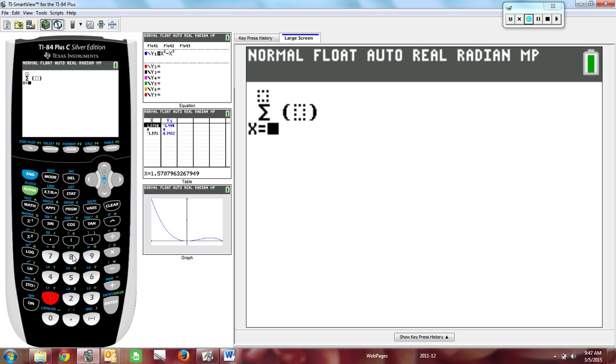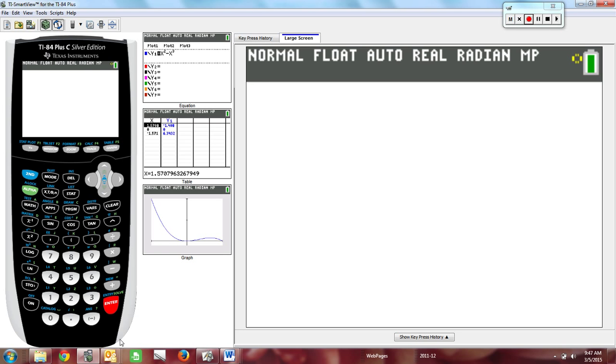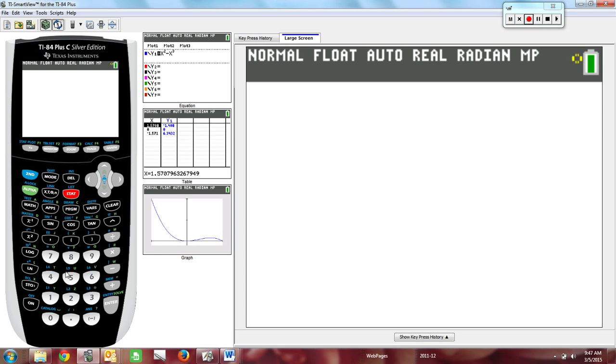It goes 1 to 4, so I fill in my lower limit and my upper limit. And then I'm going to put in a formula, just like they did, for calculating it. So we had our (x minus 1) squared, and then we do our (x plus 1) cubed. And then we just let the calculator do its magic, and we check that we got the right answer. Now another way to do this is to go to your stats.